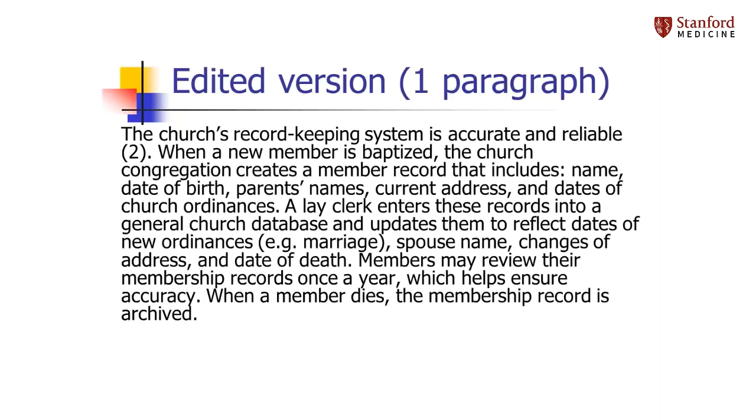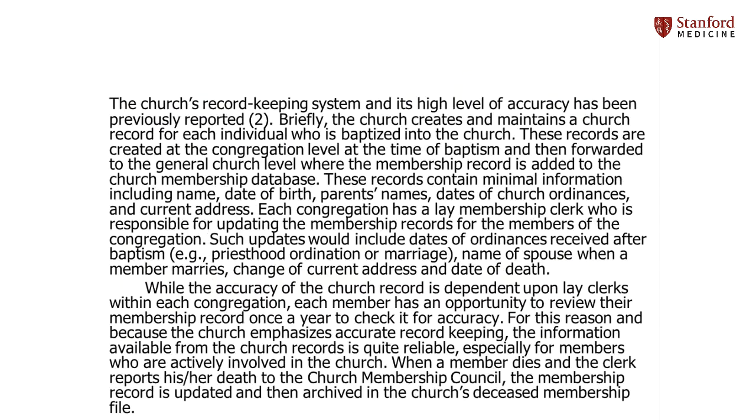And then that whole second paragraph was about this idea that the members could review their membership records once a year and somehow that was going to improve accuracy. One thing, notice how I shortened that to a single sentence. The reason I did that is if you go back to the original and look at that second paragraph, it's all about the members being able to review their records once a year. Well, if you think about that carefully, it says each member has an opportunity to review their membership record once a year to check it for accuracy.